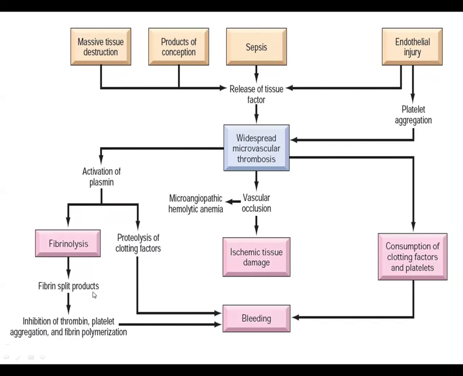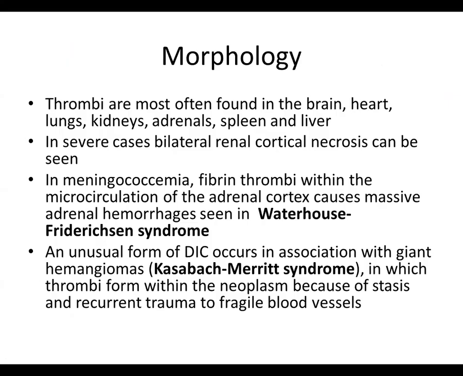Okay, here fibrin split products, the D-dimers, are formed. Now, activation of plasmin also leads to proteolysis of the clotting factors, and that leads to bleeding. Okay, and then the thrombus formation, consumption of the clotting factors leads to bleeding. Thrombus formation leads to vascular occlusion, may lead to microangiopathic hemolytic anemia, ischemia, tissue damage, and ultimately, due to the consumption of all the platelets and clotting factors, leads to bleeding.